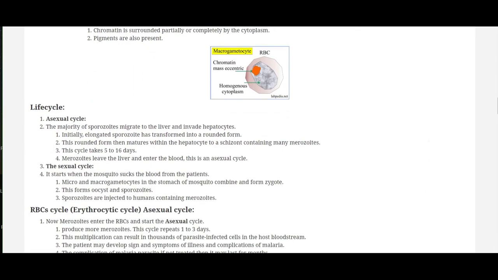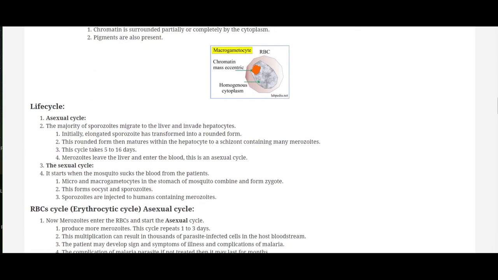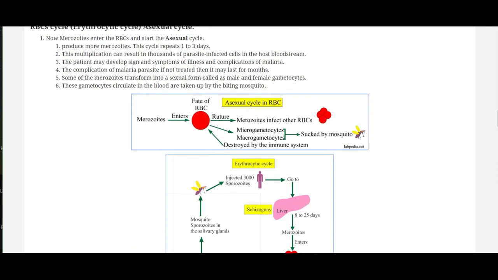Then the life cycle is of two types. One is the asexual cycle, which takes place in the red blood cell, and the sexual cycle is mainly in the mosquitoes. So I will keep on adding more to this topic. At this stage, I want to stop.